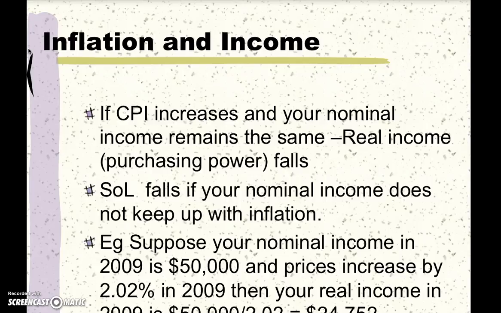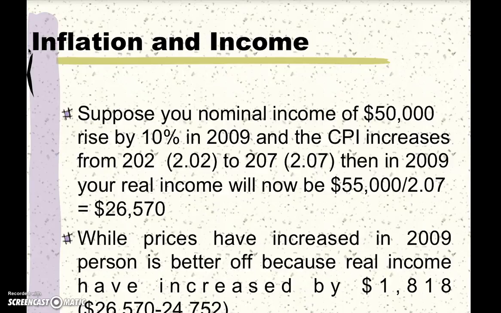So here's an example. Suppose your nominal income in 2009 is 50,000 and prices increase by 2.02% in 2009. Then in real terms, your income is only $24,752. So this is how they would have done the calculation in terms of coming up with what your income really means in real terms when we take inflation into consideration.